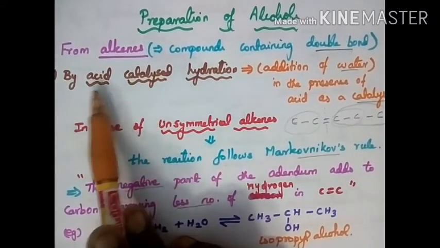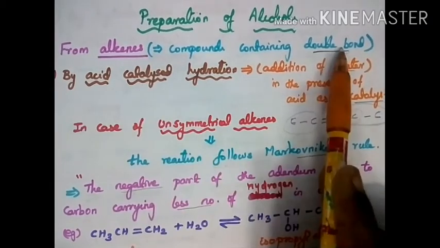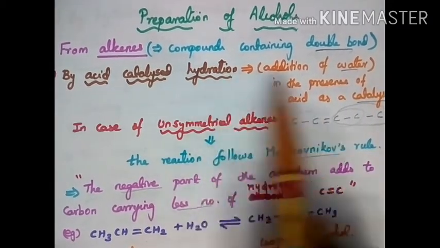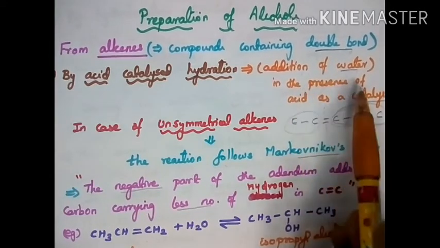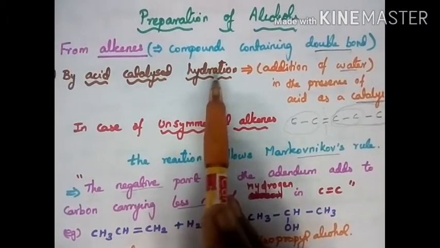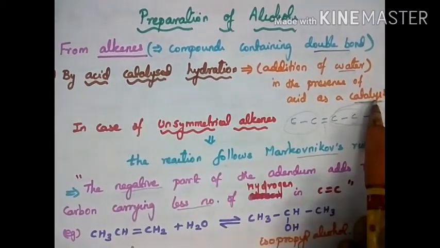From alkene by acid catalyzed hydration. Alkene means double bond. What is hydration? Hydration means addition of water, addition of water in the presence of a catalyst. Catalyzed means in the presence of a catalyst.